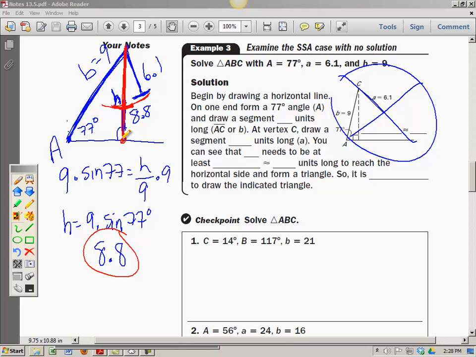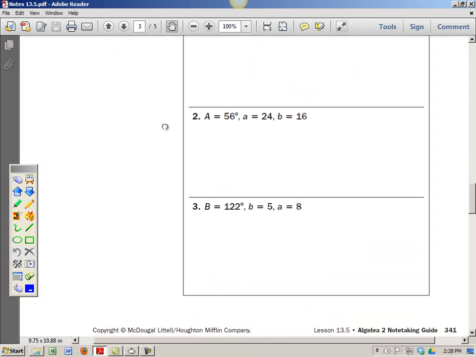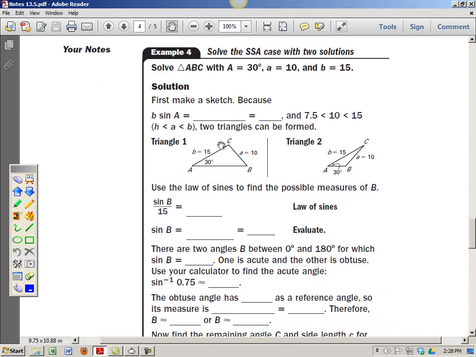And so for that reason, there are no triangles that I can even draw with this. This information leads to a no triangle concept. All right? Now, there's a couple checkpoint problems in the text. What I want to do is get all the notes to you, so I want you guys to finish the notes. We're going to save these examples, and we'll do them in class tomorrow.